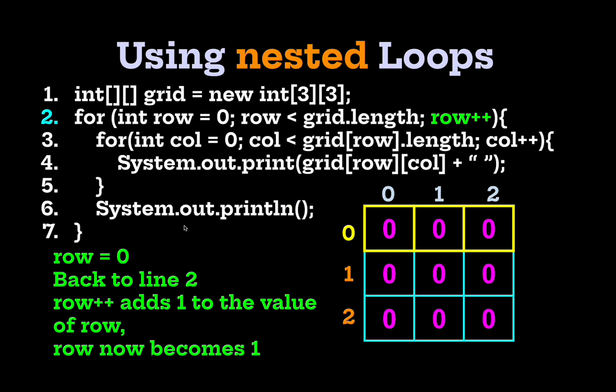Now, after that line, we go back again to line 2 and we add 1 to the row. Of course, now the same kind of procedure we did for col plus plus is the same thing we're doing now.